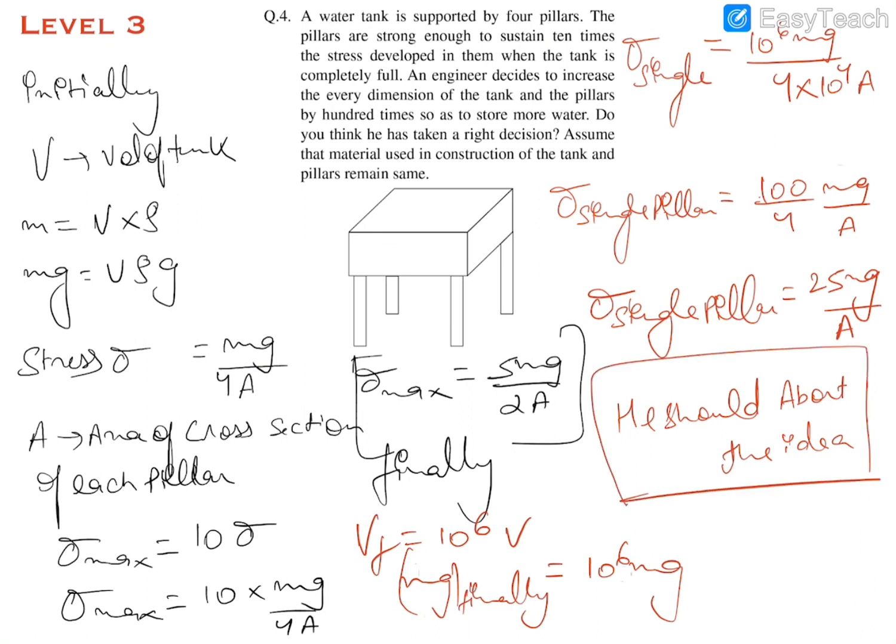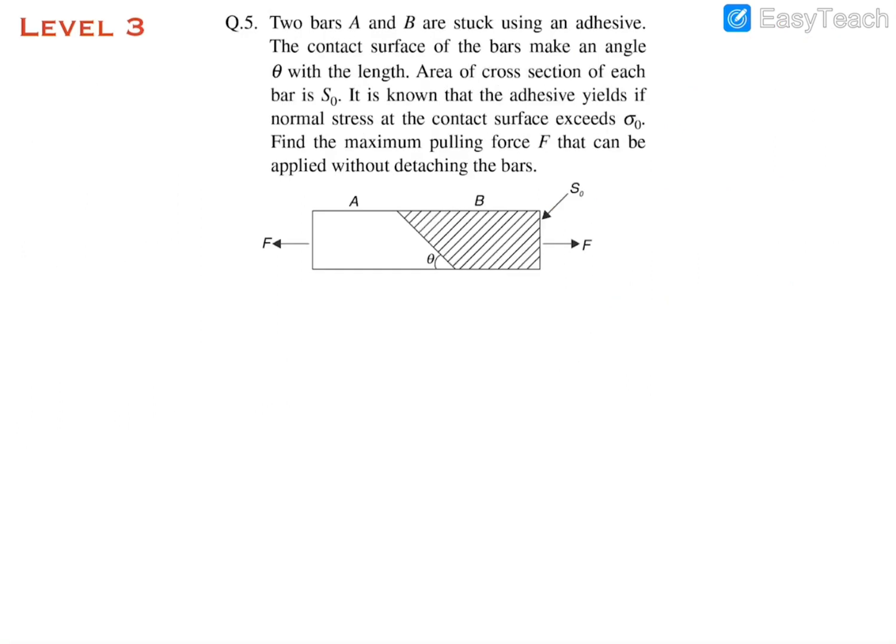Okay, this is not a correct idea. Now we move on to the next question. In this question, you can see that there are two bars A and B, which are of different materials, and they are in contact with each other.